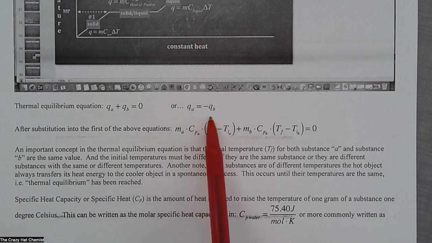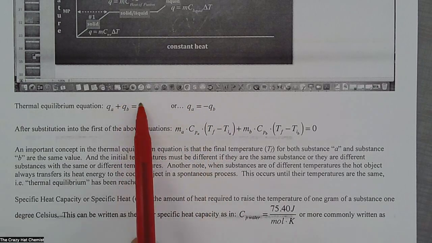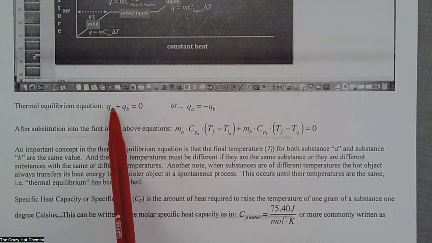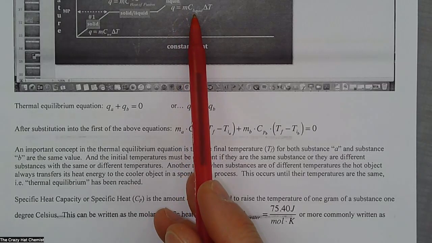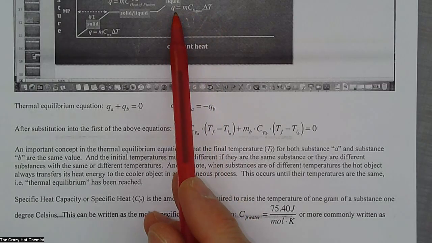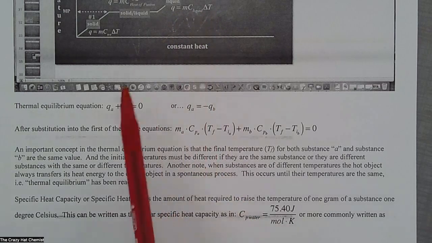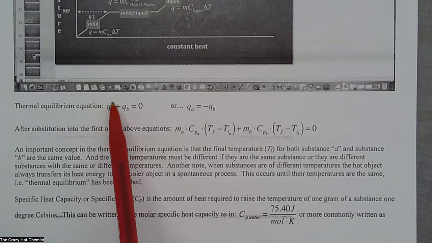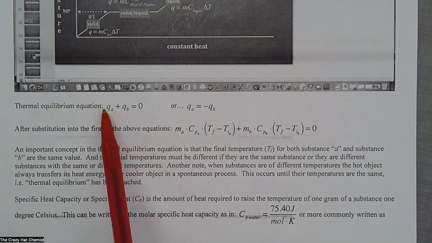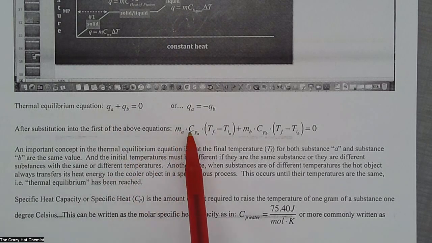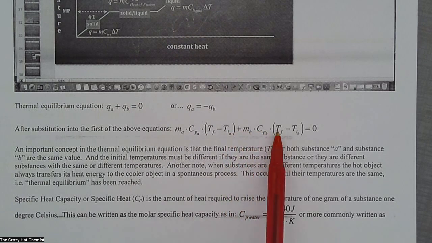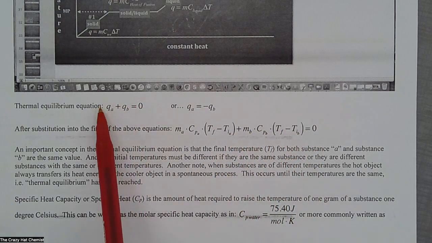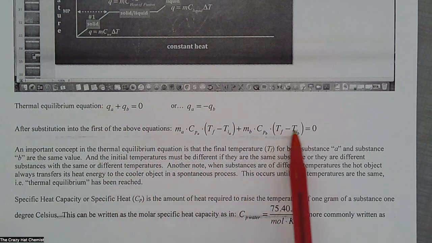Okay. If you look at this equation here, then what you can do is substitute in what Q is equal to. And if we just look up here, Q is equal to mc delta T, which is Q is equal to mc (TF minus TI). So we're going to substitute in what is equal to Q. And so we'll have mc (TF minus TI) plus mc (TF minus TI) equals 0. So I've substituted into this equation right here, and that's why we get this one.